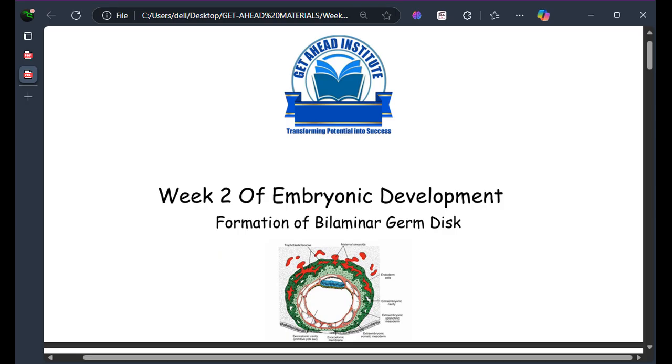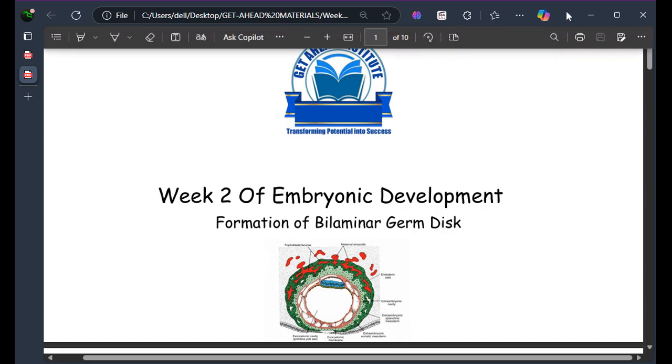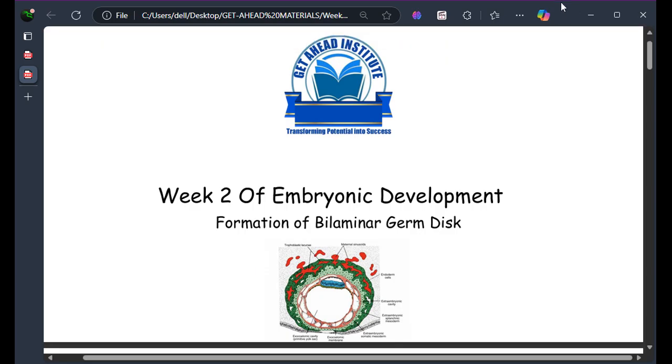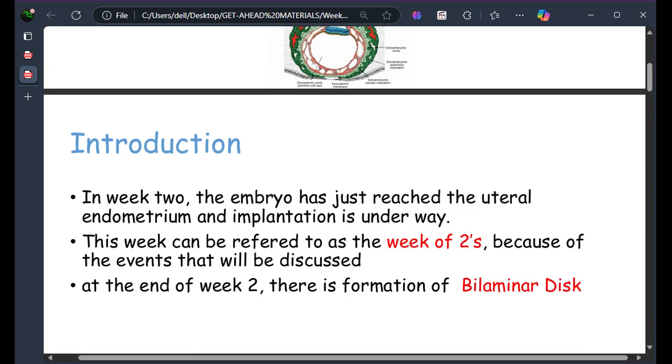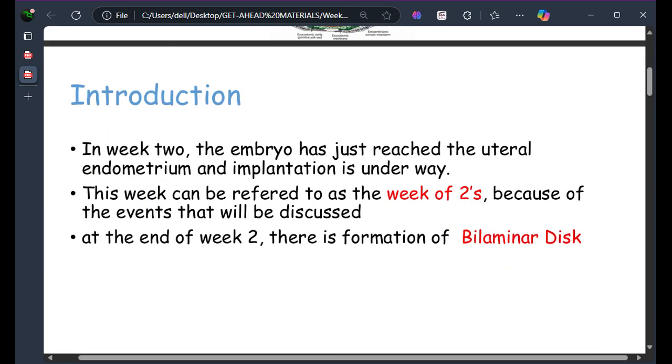So at the end of week 1, we are having the blastocyst implanting. That's where we leave off week 1. So at the start of week 2, we're supposed to see structures that are now changing, starting from where we left that blastocyst off. So let's see exactly what is happening in week 2.